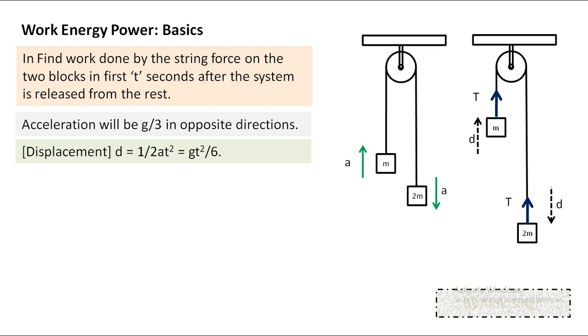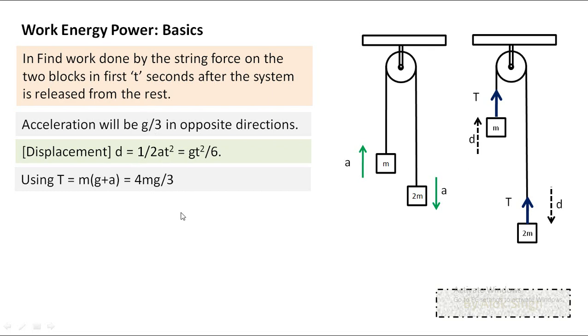Now to find work done, one more thing we need to find is the value of tension force. How do you find T? This block's acceleration is known. Acceleration is a upwards. If acceleration is a upwards, the tension force will be equal to m into g plus a. So using T is equal to m(g plus a), we find the value of tension force will be equal to 4 mg by 3, a being g by 3.